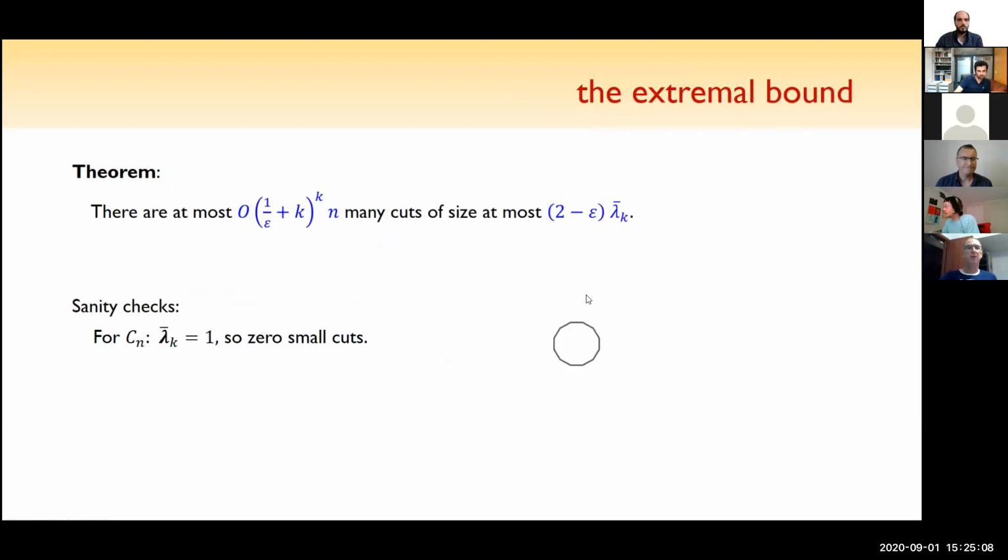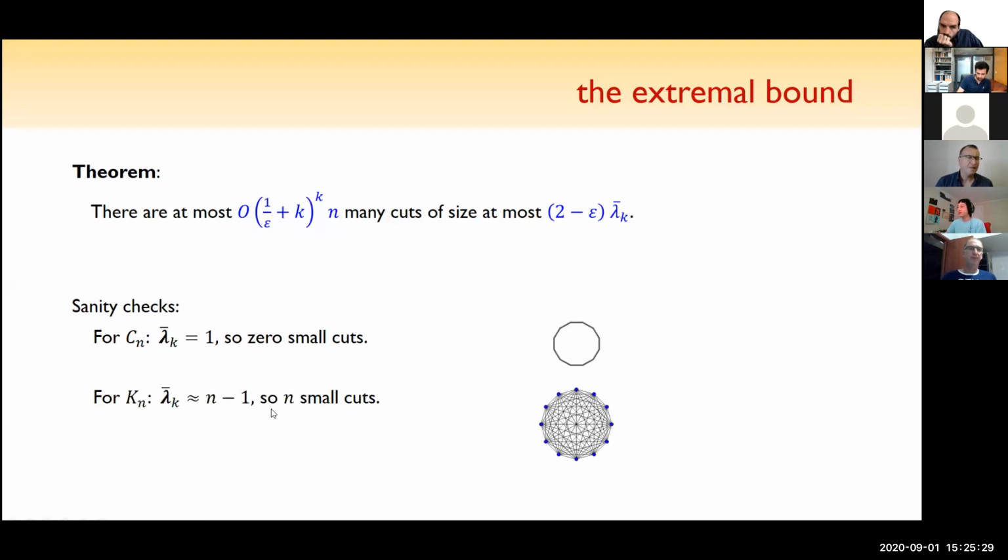And just to sanity check, for the cycle, there are no small cuts because then k bar is 1, and all cuts are size at least 2. And for the clique, there are n small cuts because lambda k bar is roughly n minus 1, and every singleton cut is also size n minus 1. Here, any 2 vertices induce a cut of size roughly 2n, which is no longer a small cut by this definition. So you can see that the epsilon is required, and also linear is also required. So this theorem is tight in those 2 settings.